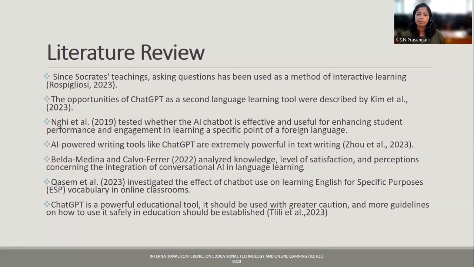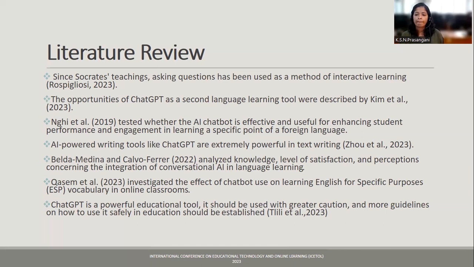Their results indicated that the students benefit a lot from a new learning experience with the use of an AI chatbot in teaching, and that it is an important part of their learning process. The AI chatbot also makes learning exciting and enjoyable for students. Beda Medina and Clavo Ferrer in 2023 analyzed knowledge, level of satisfaction, and perception concerning the integration of conversational AI in language teaching. The authors yielded positive results regarding the perceptions of the integration of conversational agents in language teaching, particularly in relation to the perceived ease of use and attitudes.